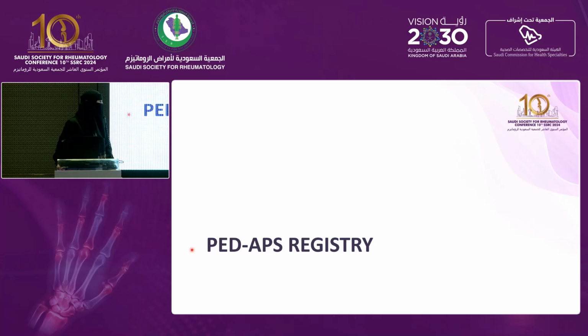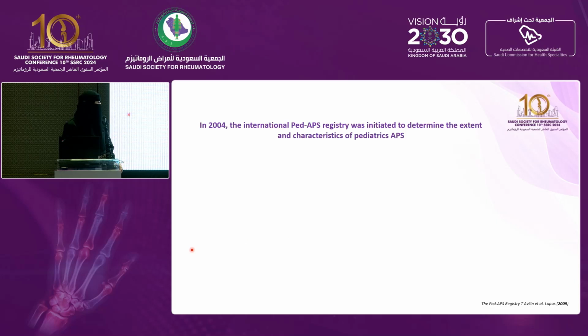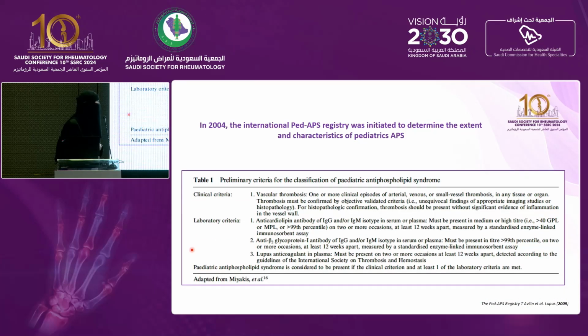So at the pediatric registry and consensus conference in 2004, they gathered and thought that we have to make criteria that are specific for pediatrics and more applicable for our age group. So they came up with this preliminary classification. Again, it's a clinical and laboratory classification, but they removed the part related to pregnancy and fetal loss.